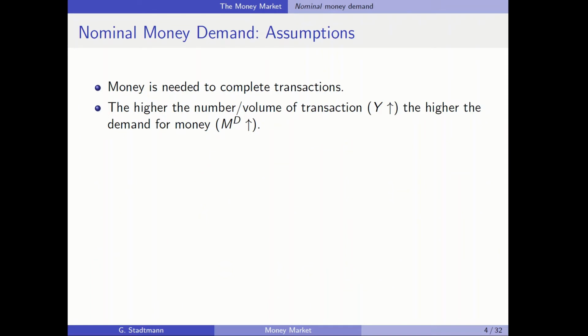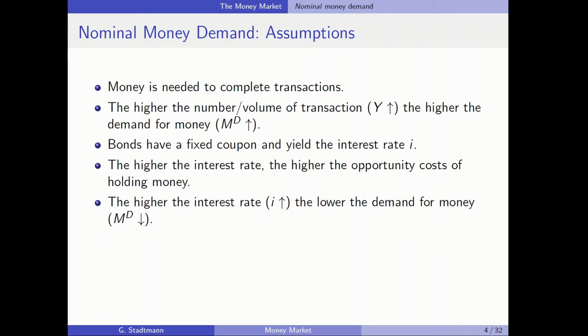Let's start with the demand for money. Money is needed to complete transactions, and we assume that the higher the number or the volume of transactions, the higher the demand for money. So in case that GDP increases, this will have a positive effect on money demand. Furthermore, we assume that bonds have a fixed coupon and yield the interest rate i, and the higher the interest rate is, the higher the opportunity cost of holding money.